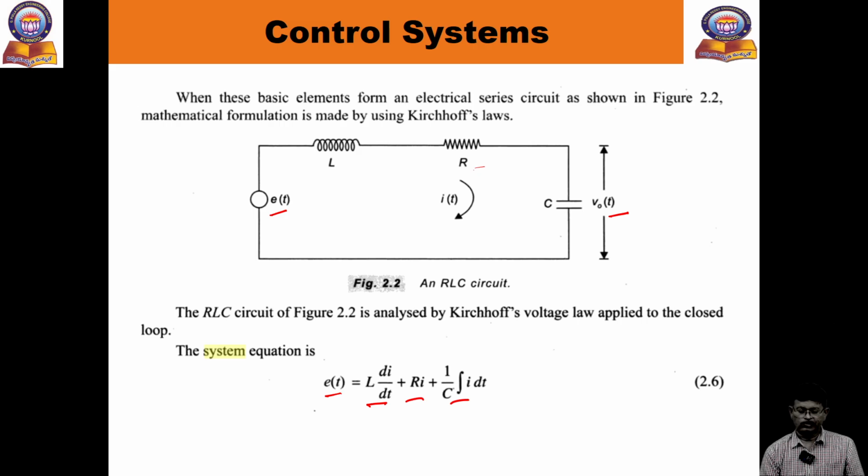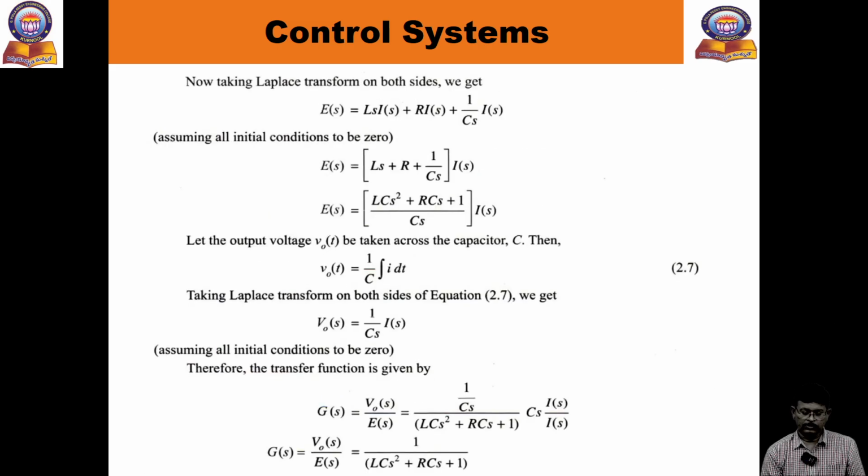Right, now apply the Laplace transform to this equation. So E of S equal to... As I already told in the previous class, when I apply the Laplace transform, for d by dt the S will come, and for d square by dt square, S square will come. So in place of d by dt you get S. It may be square, cube, or higher powers.